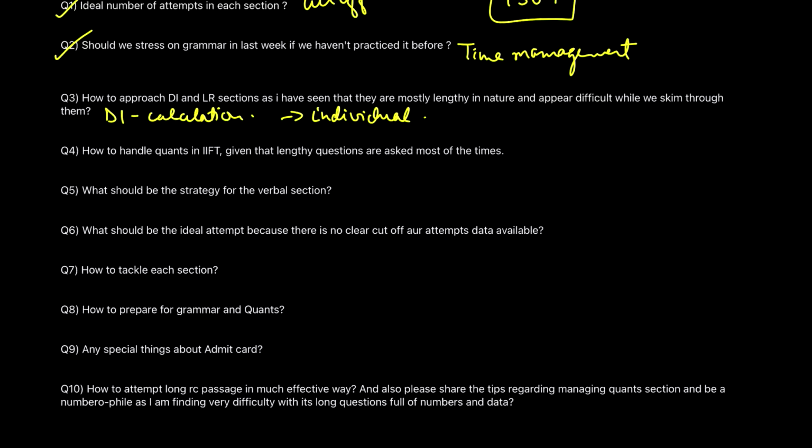So go for the easier sets first, and if at all DILR is not your strong suit, then please solve 5 to 6 questions and try to clear the cutoff first. After that, jump to the other section.